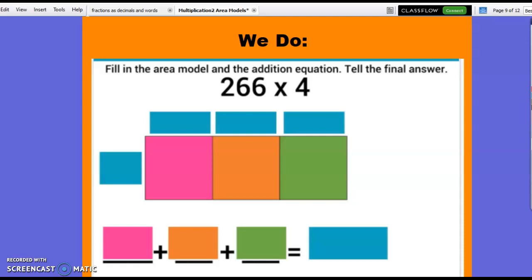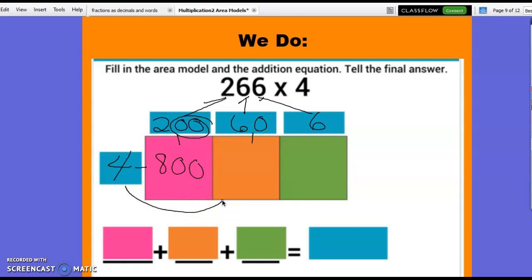So you should have had 266. So each one of those homes has their own value. You're going to multiply each one of those by 4. So again, this is 200 times 4. So 2 times 4 is 8 plus 2 zeros. This one is going to be 60 times 4, which 6 times 4 is 24. And you add a 0. And the last one is 6 times 4, which is 24.